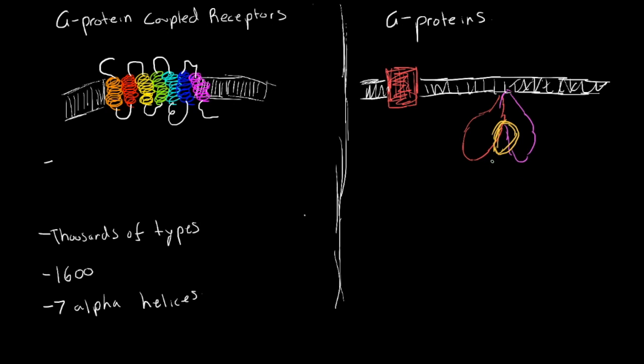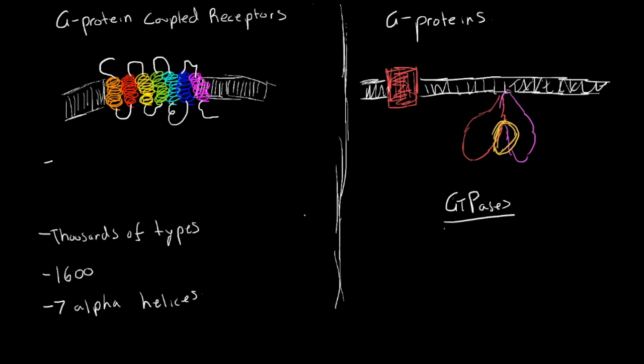So for a G protein, first of all, there are 2 different types. So there's 2 classes of these proteins. So they are GTPases. So I'll write right here, GTPases. And so when they have GTP attached to them, they are active. And when they have GDP attached to them, they are inactive. So GTP just stands for guanosine triphosphate versus guanosine diphosphate.